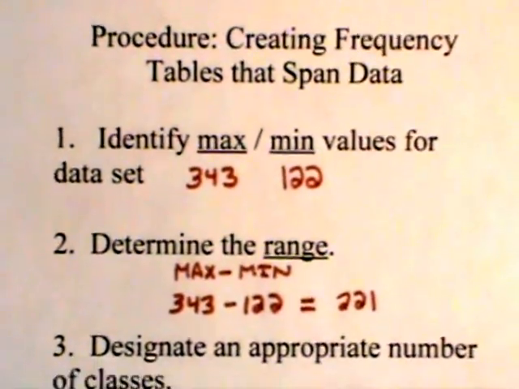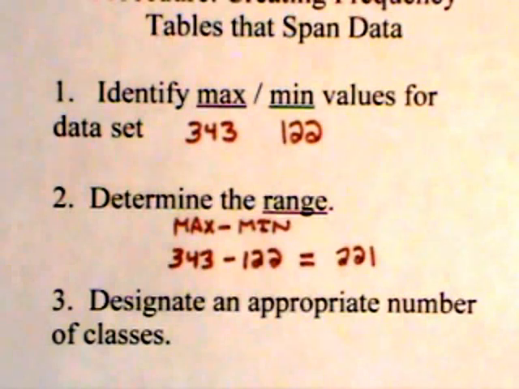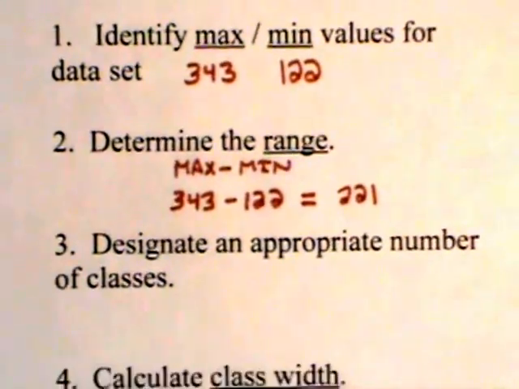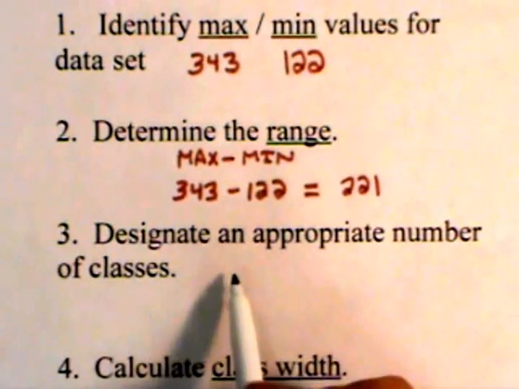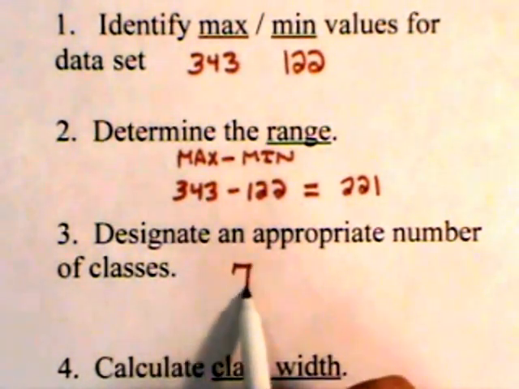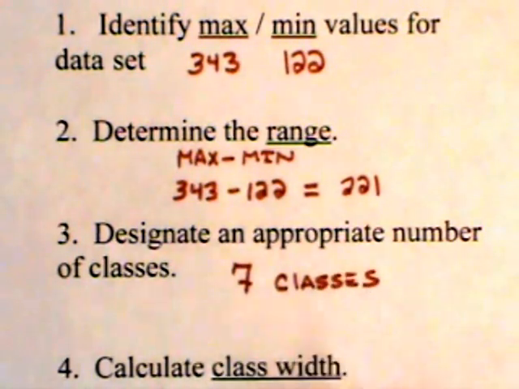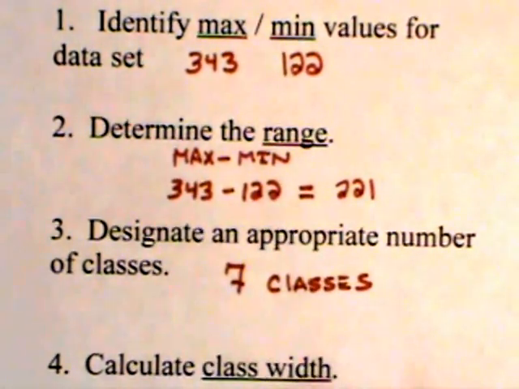From here, we have to designate an appropriate number of classes. In most statistical examples, your teacher will provide you with the number of classes. As a general rule, you want to choose somewhere between 5 and 25 classes. The idea is that you want to identify the major trend in the data. In this example, we're going to say that we need 7 classes. Again, it's usually stated in the problem, but if it's not, like a project you're doing, you want to choose somewhere between 5 and 25 so that you can identify the major trend of your data.